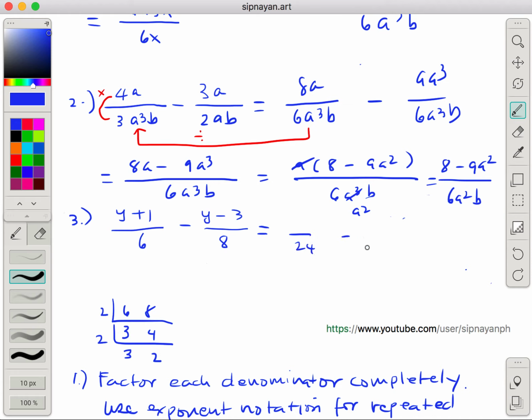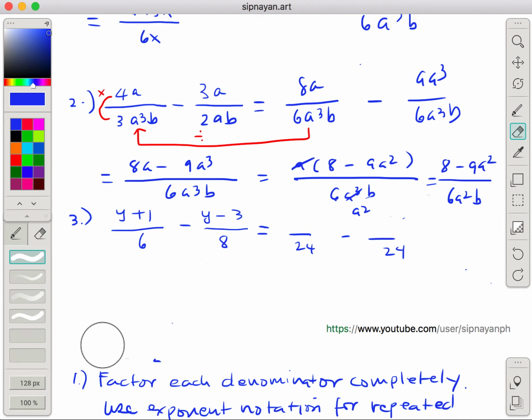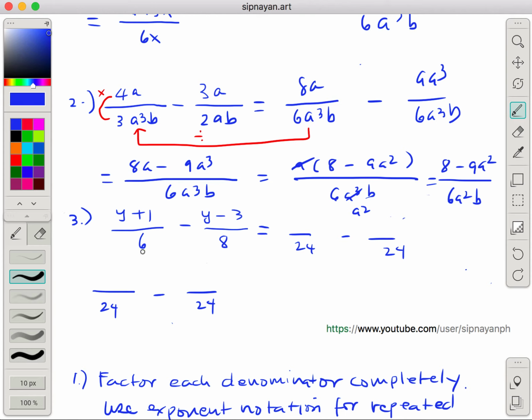So this is minus over 24. Maybe we do this below so we have space. So this is over 24 minus over 24. Now 24 divided by 6 is 4, no? Times y plus 1, we multiply it to the numerator, y plus 1. And then minus 24 divided by 8 is 3 times y minus 3.